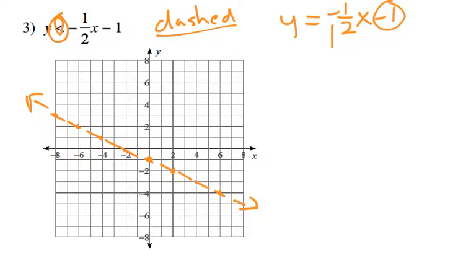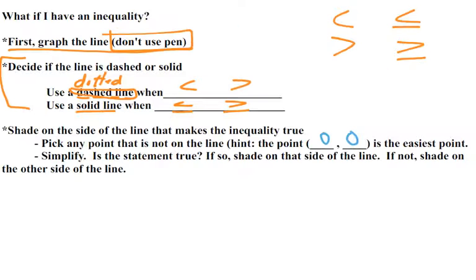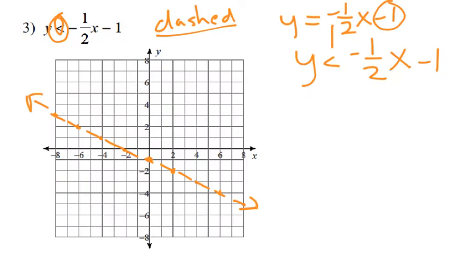Okay, now we've got to decide which side to shade. So we use our inequality, and so we've graphed the line, we decided it was dashed, now we need to figure out where to shade. So we pick a test point. I'm going to pick the test point 0, 0 because my line doesn't go through it.